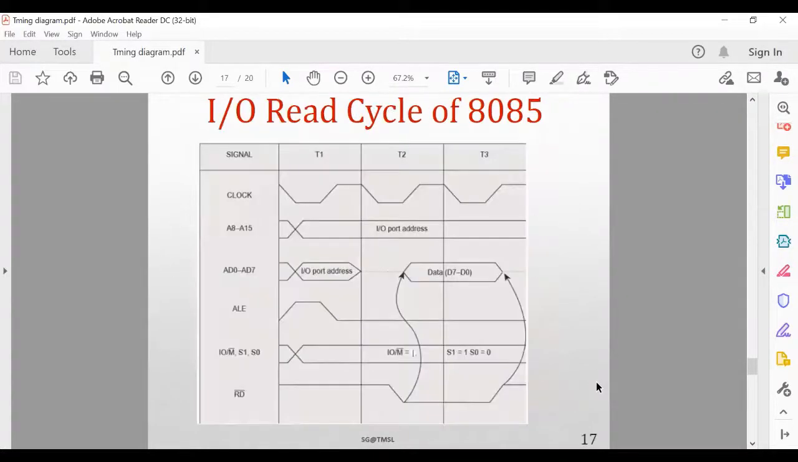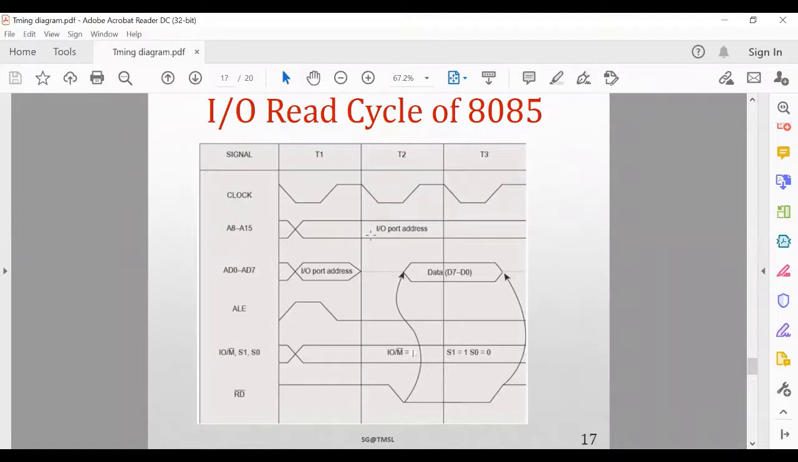Those were for memory related operations. Now these are IO read and IO write. These two are related to IO related operation, peripheral related operation, input output device. So the same type of operation can be performed here.